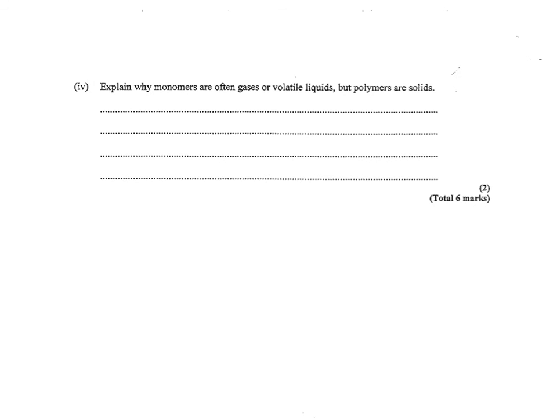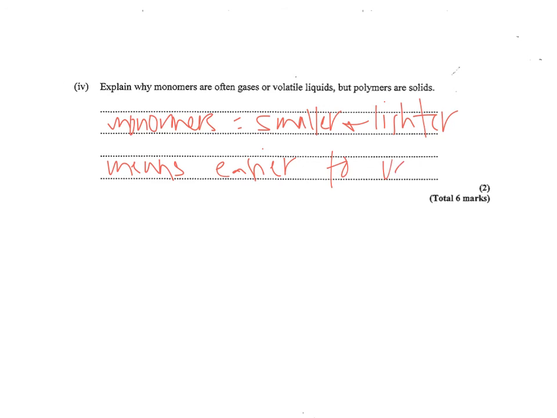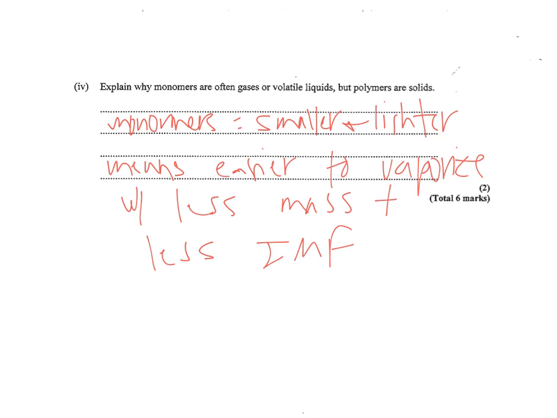And then the last question asks, explain why monomers are often gas or volatile liquids, but polymers are solids. So it's worth 2 marks. A lot of you realize that monomers are smaller. So being smaller makes them lighter. And so smaller and lighter means easier to evaporate or vaporize, either one, because of less mass and less intermolecular force or van der Waals. So both of those contribute to monomers being more volatile.